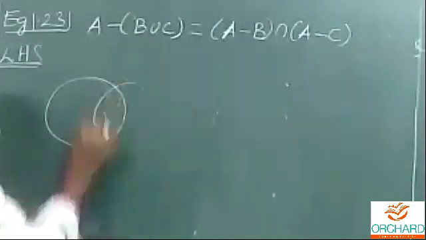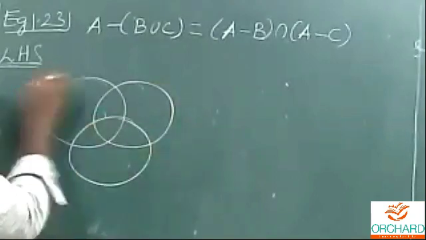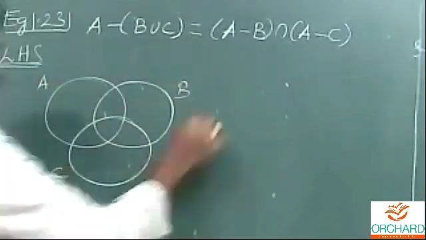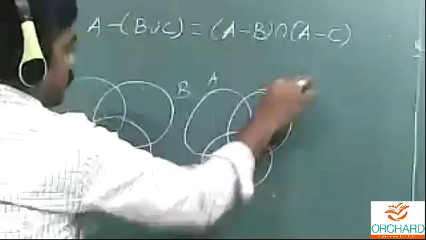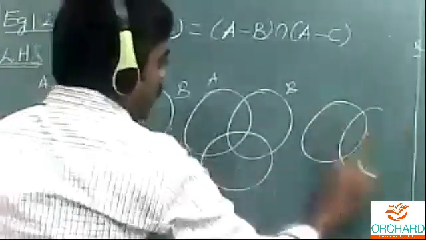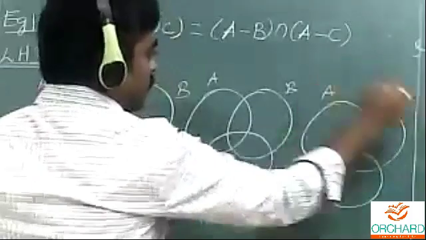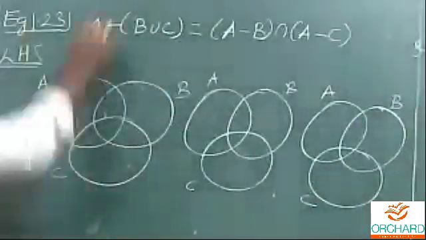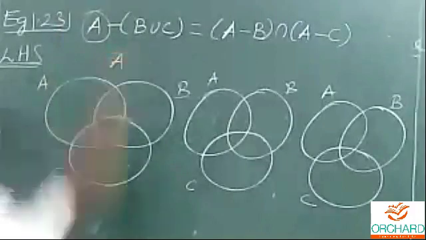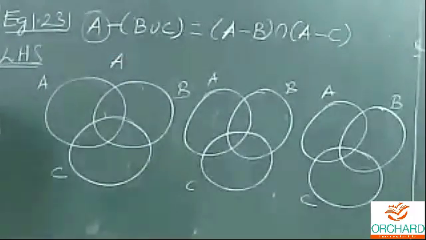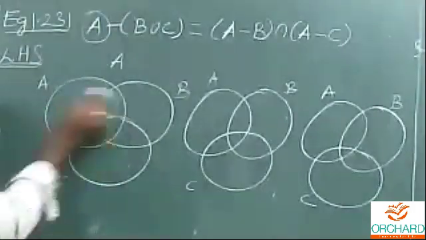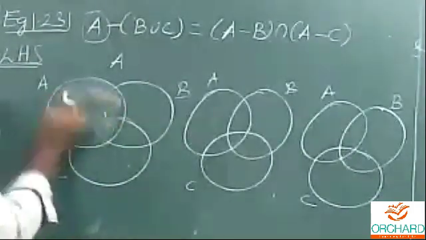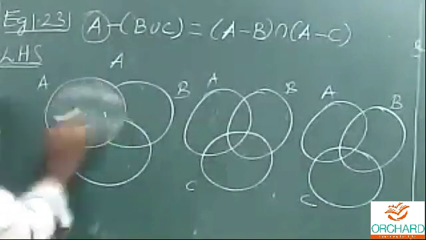Draw the three circles A, B, C. First, shade the A circle fully. This is the shaded portion of the A circle.